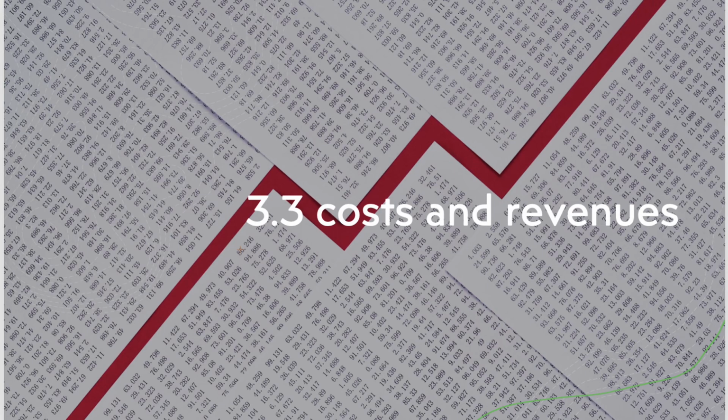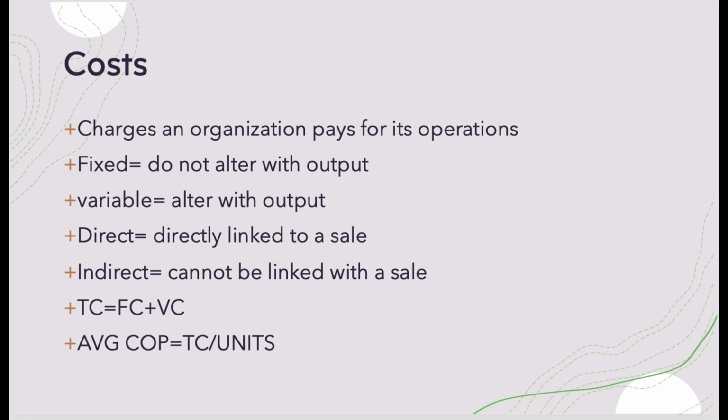This lesson will be going over Unit 3.3, Costs and Revenues. Now, let's start off with costs. Costs are the charges that an organization has for its operations. There's fixed costs and variable costs.